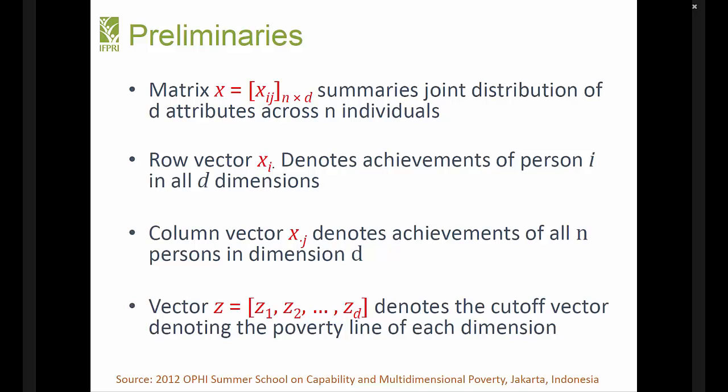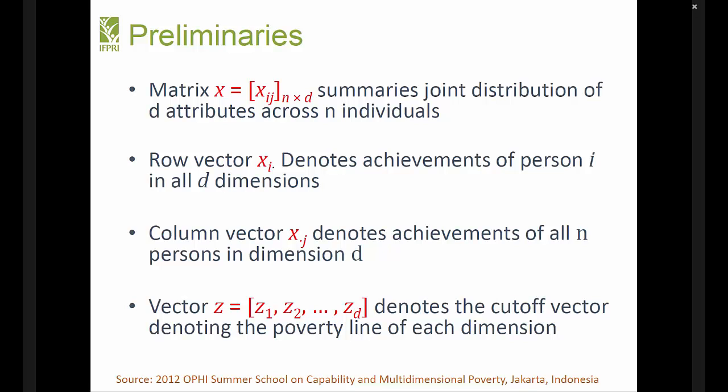Okay, so some notation. Let's say matrix X is this distribution, right? So we have person i. Each entry we denote by X sub ij. And this is n number of people times d dimensions. I will use the terms dimensions and domains interchangeably. That's what we mean by d. It's the number of columns. So this summarizes the joint distribution of the d attributes across n individuals.